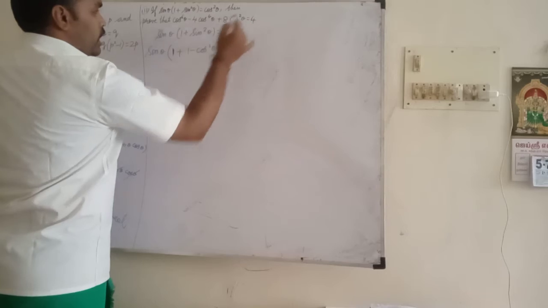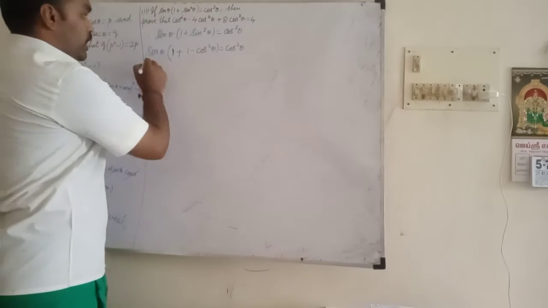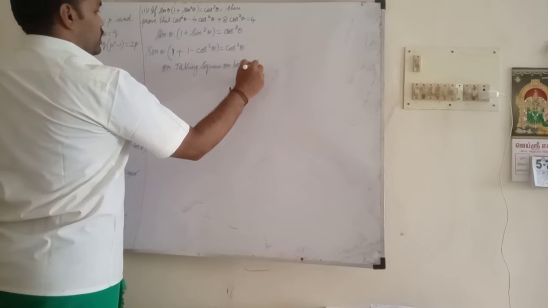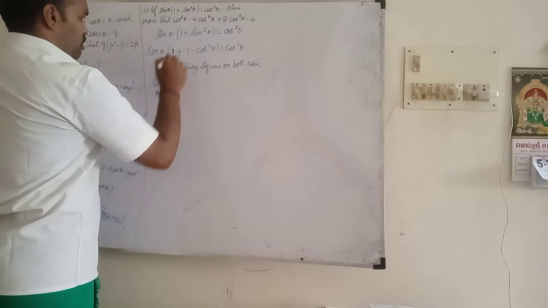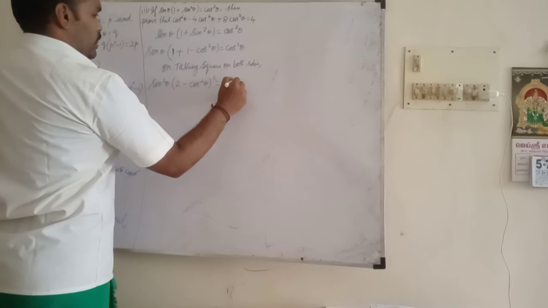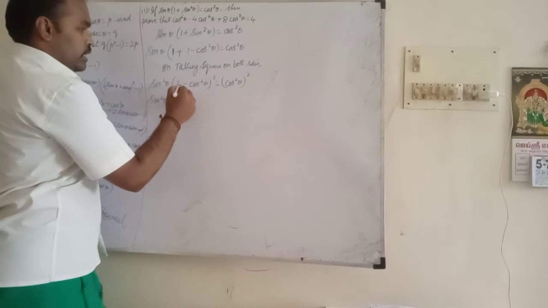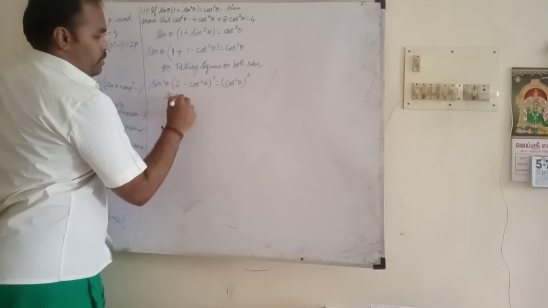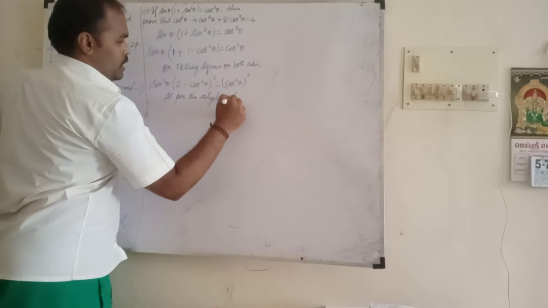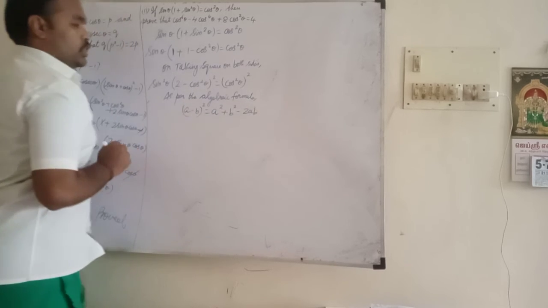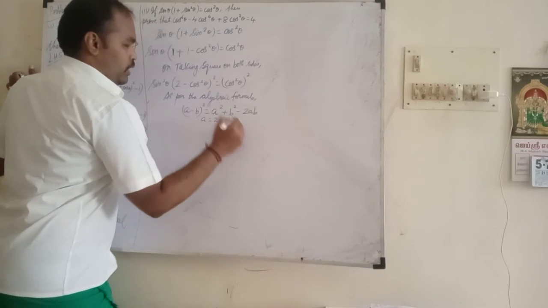Now, how can we do this? We can do the squaring. Why do we need to square both sides? Because here cos power 6 is there, here cos power 4 is there, here cos square theta is there. So for cos power 4 to come, we need to square both sides. On squaring both sides, we get sin square theta into (2 minus cos square theta) whole square equals cos square theta whole square. As per the algebraic formula, (a minus b) whole square equals a square minus 2ab plus b square. Here a equals 2 and b equals cos square theta.